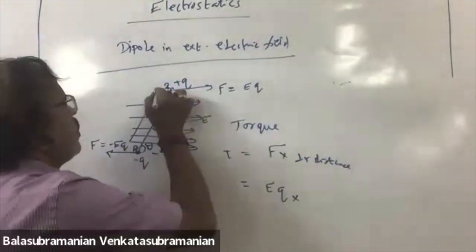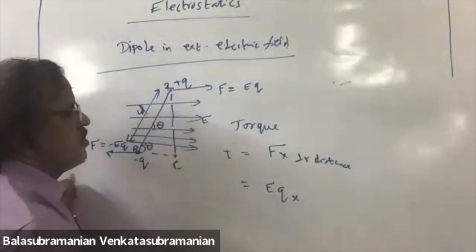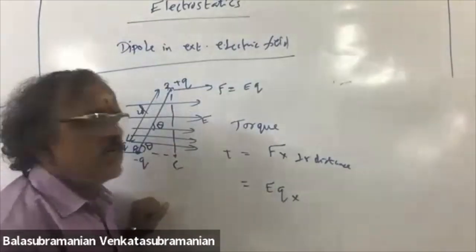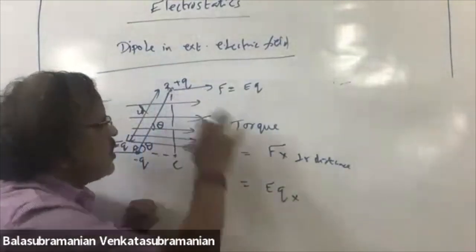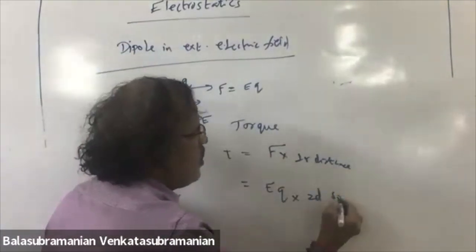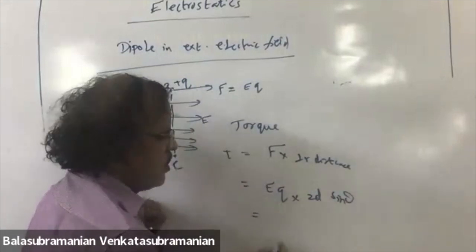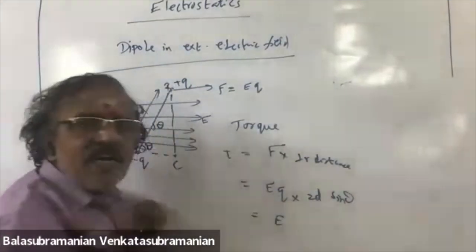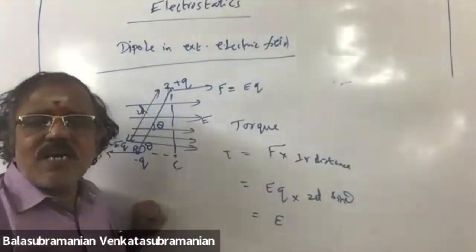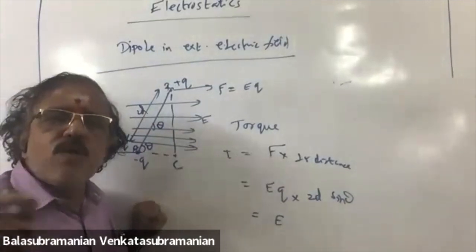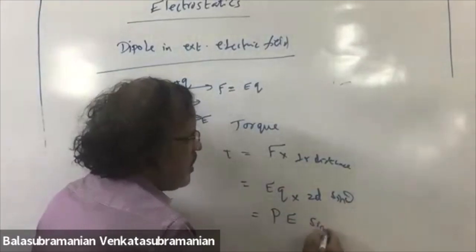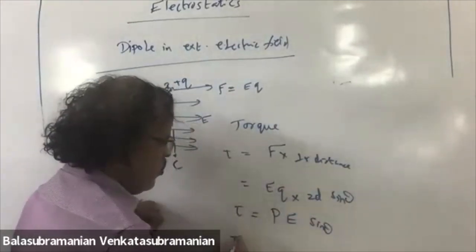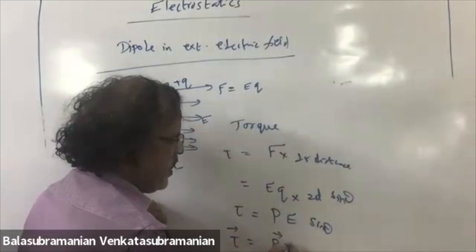This is 2D. We have to calculate sin theta. So BC will be 2D sin theta. Q into 2D, already you have learned what? Electric dipole moment. So I can write PE sin theta. Tau vector is equal to P cross E.